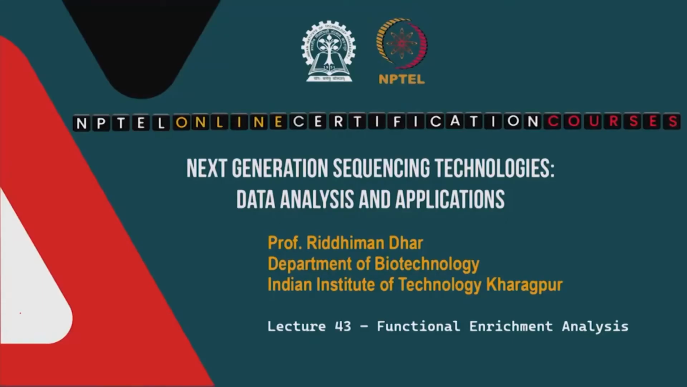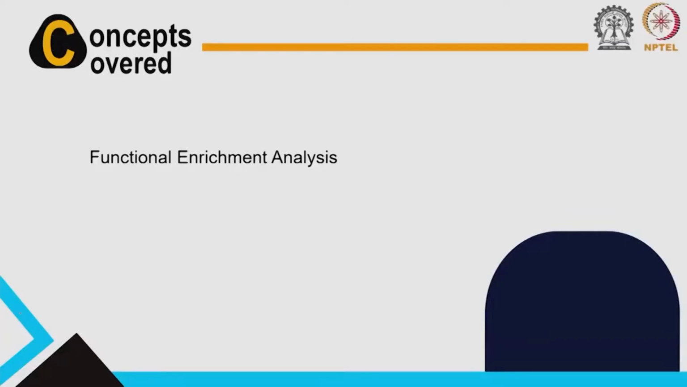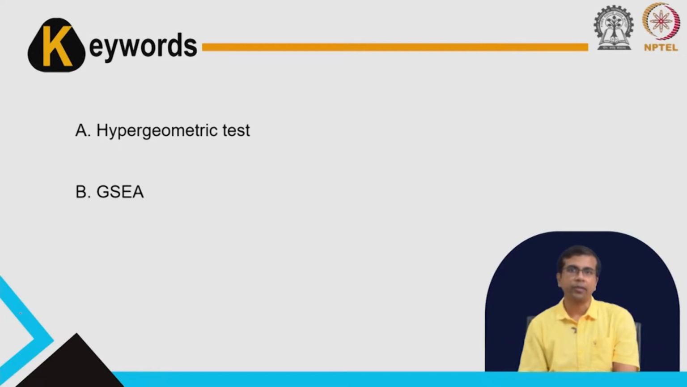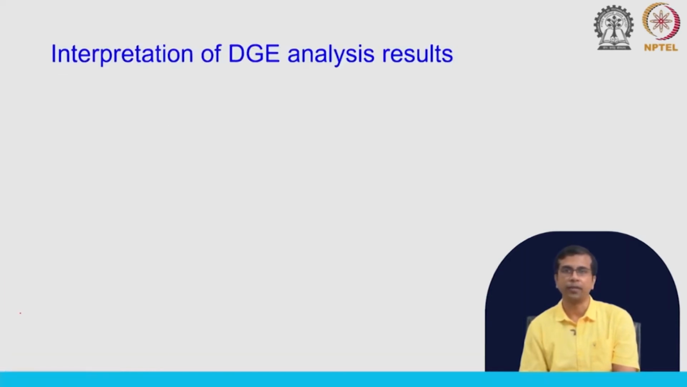So, this is what we are going to discuss in this class. We'll be talking about this functional enrichment analysis, the actual enrichment analysis part, and this will be the agenda for this class. These are the keywords that will come across. One is the hypergeometric test, the other is GSEA, the gene set enrichment analysis. This is a specific tool that actually performs this enrichment analysis.